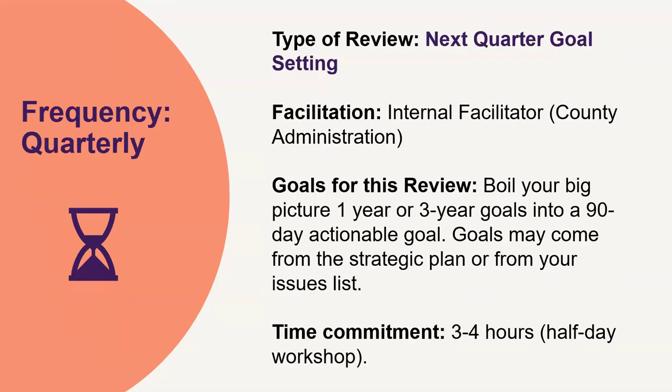Quarterly, this is a little bit of a longer time commitment. We suggest that each department work with administration to boil down your big picture 1 year or 3 year goals into 90-day increments. There's a lot of science about how our brains actually operate best with goals within a 90-day window. Our brain actually doesn't really distinguish the difference between 91 days or 365 days. We do best within that 3-month window.